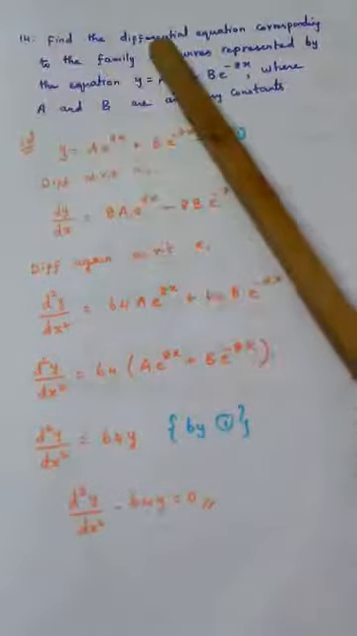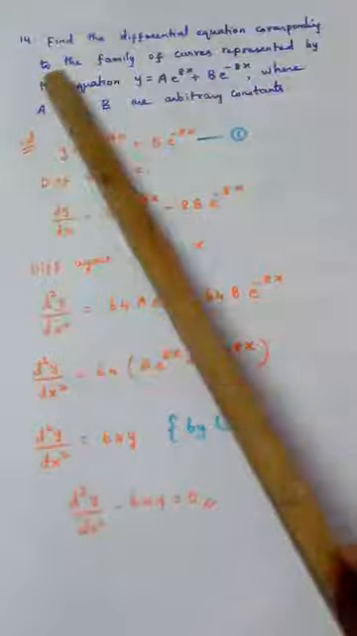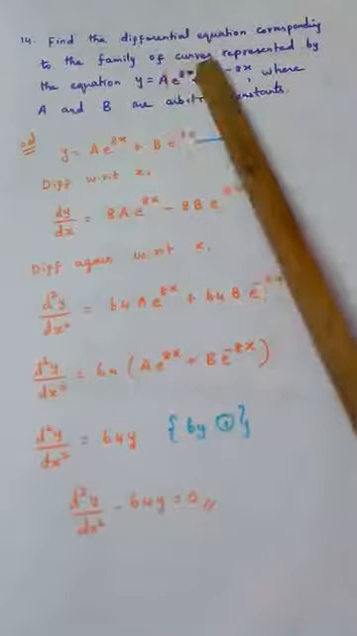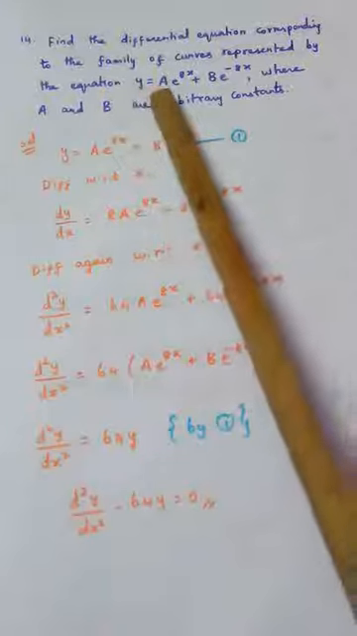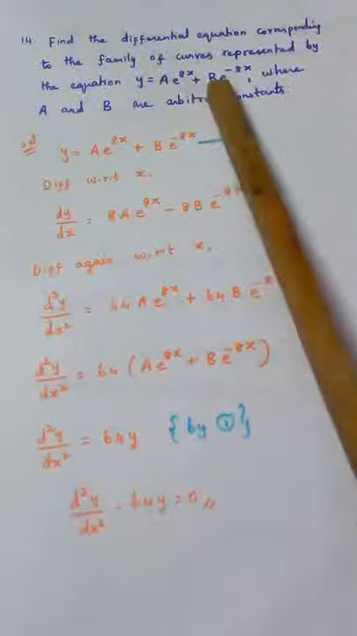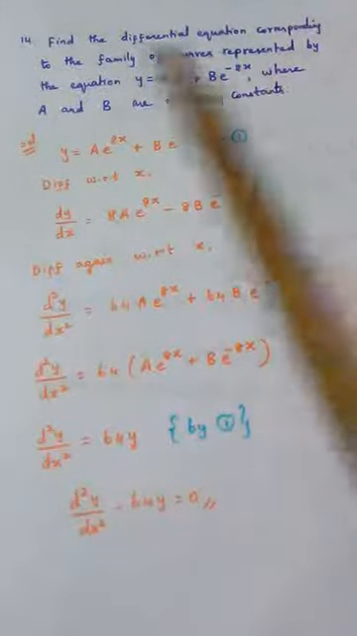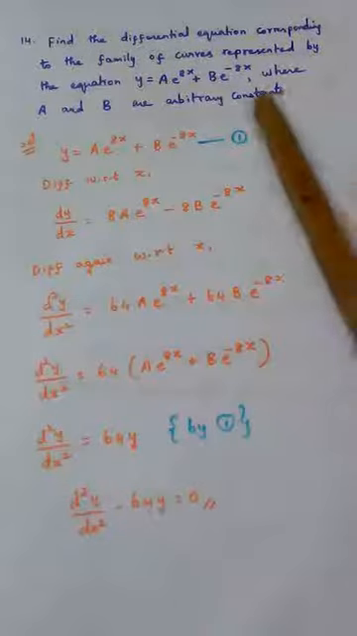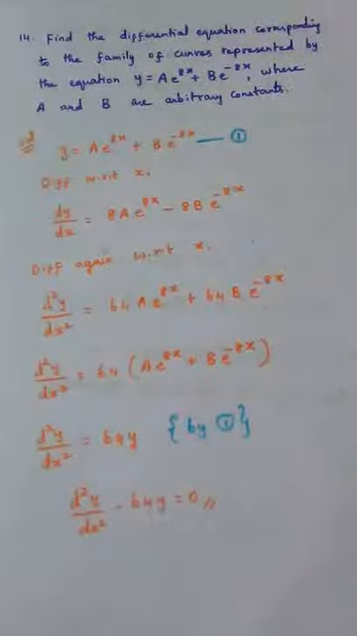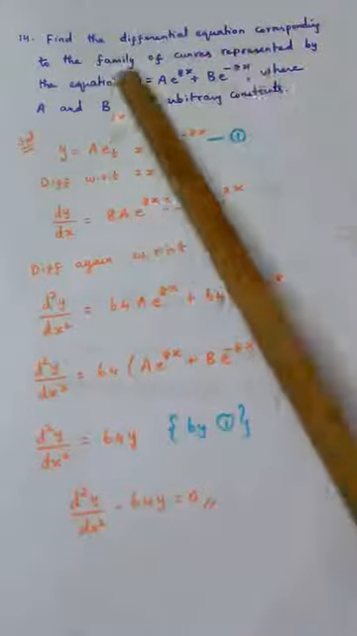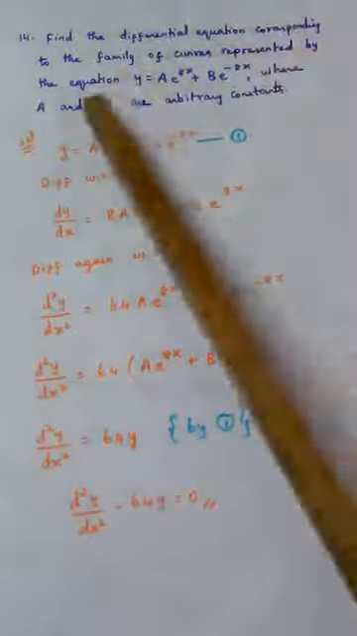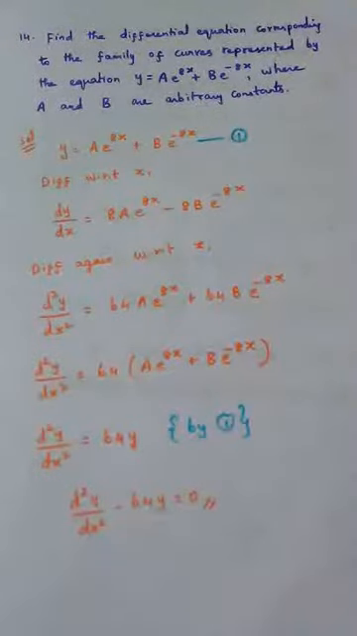Find the differential equation corresponding to the family of curves represented by the equation y is equal to a e power 8x plus b e power minus 8x, where a and b are arbitrary constants. So they are asking us to frame a differential equation for this family of curves where a and b are arbitrary constants that they have given. So what is our aim?